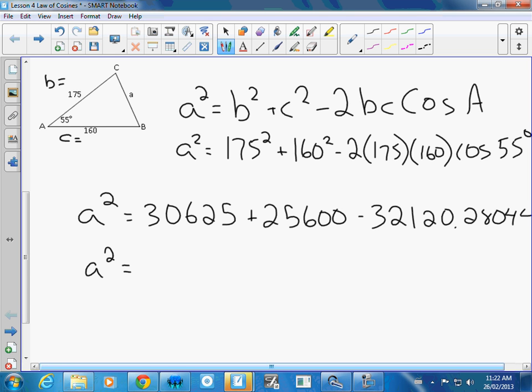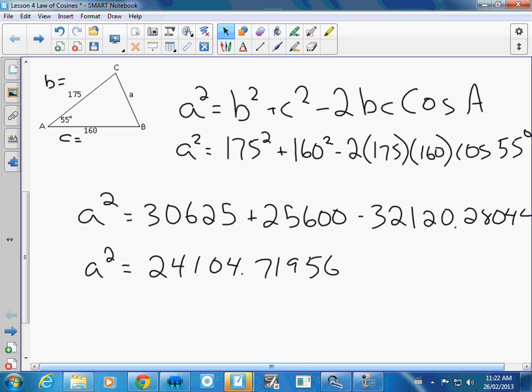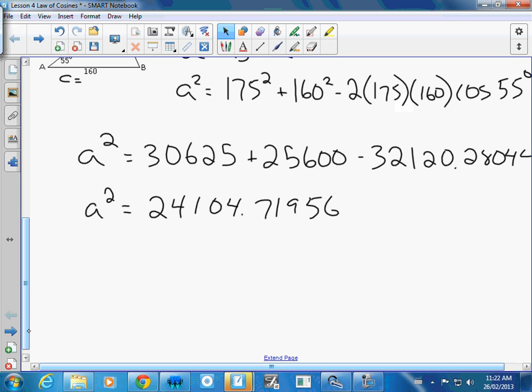Okay, so you add this plus this minus this, what do you get? 24104.71956, right? A whole bunch of junk. Wow, that's a really long side. Since the other sides are 175 and 160, that doesn't make any sense why that side is so much bigger. You've got to take the square root, right? It's a squared, guys. What's the opposite of squaring something? Taking the square root. You've got to do that on both sides. Don't forget that. That's your last step.